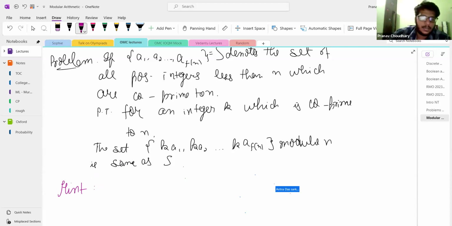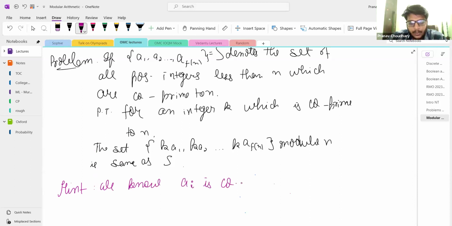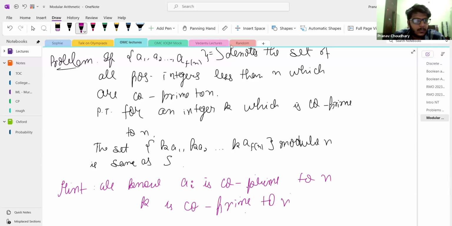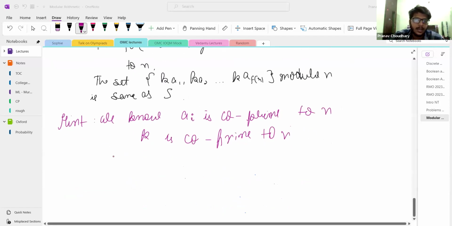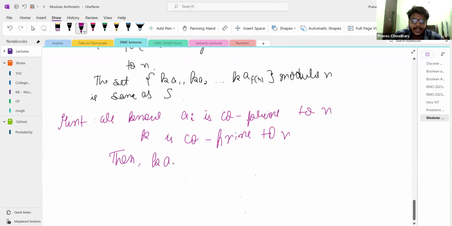Okay, see, we know that ai is co-prime to n, and k is co-prime to n. I'll tell one thing. Let me just give this hint. Then I can say kai is also co-prime to n. Do people see this? Why? If someone has a doubt, ask me.